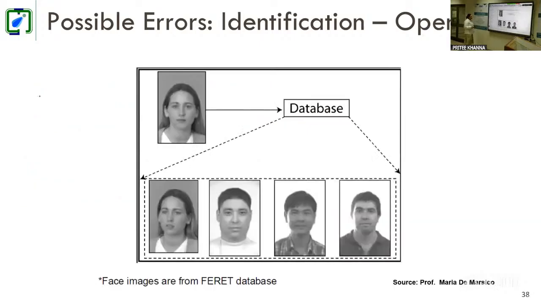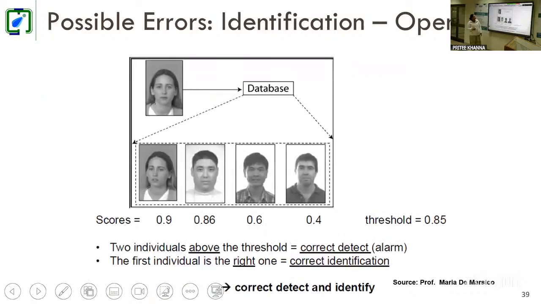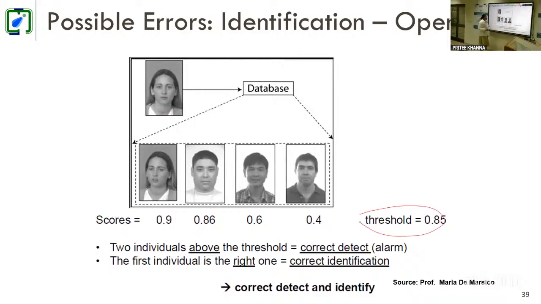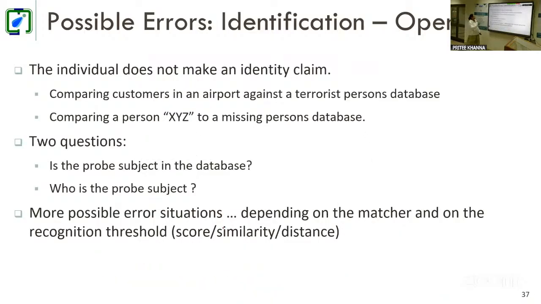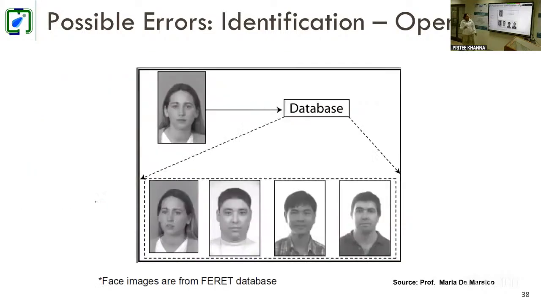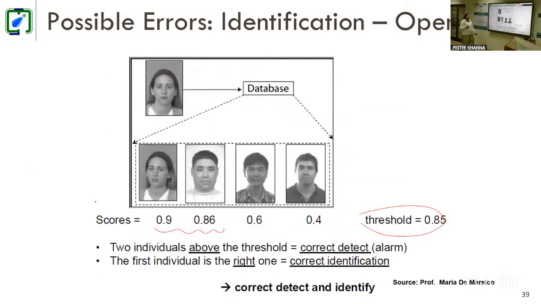These are face images taken from a database. So this is, let us say, your probe at runtime, and these are the images stored in the database. Scores are generated, and this is your threshold. If you look at the threshold, you know that there are two individuals above the threshold. So there are two questions: whether the probe subject is in the database, and then who the probe subject is. We are saying two individuals are above the threshold, so we'll say that, okay, yes, the detection is there.